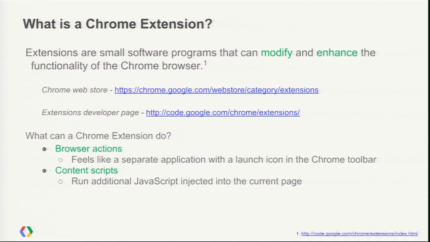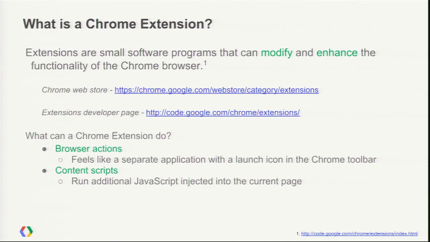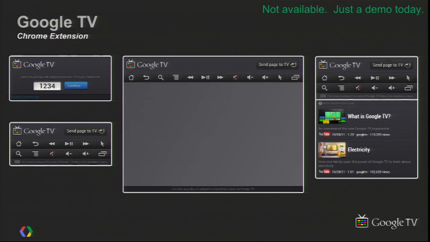So just a little background on what they are. You can download them from the Chrome Web Store. They add functionality to Chrome. There's a great developer site where you can learn more about making them. A couple things they can do. They can be browser actions. A browser action is basically like a small icon. So these little icons up here are browser actions, which is a little separate program. Or they can be content scripts, which add things to the page you're looking at. So there's two things I wanted to talk about today, one user-facing and one developer-facing.